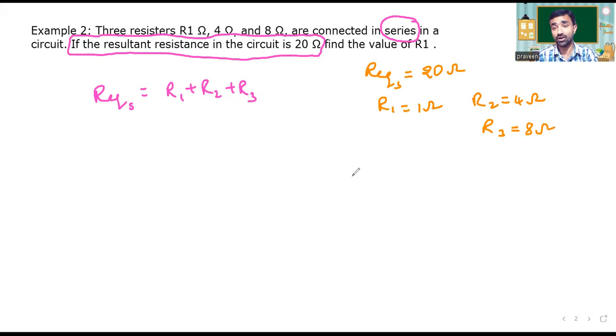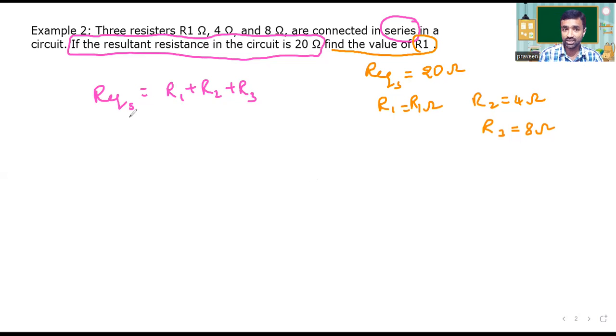First one is not given. It is given as R1 ohms. So R1 is unknown, right? Here it is asked to find the value of R1. So let me substitute those values in the relation.